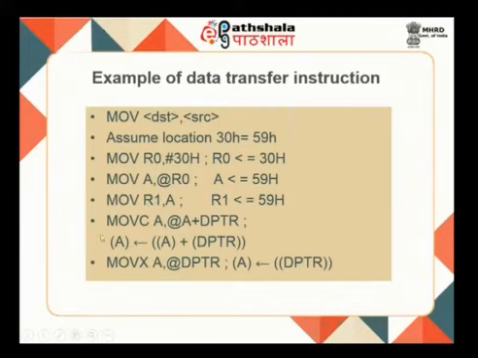Now, whatever data is available in A, which is 59H, gets moved to register R1. Now, if I am having MOVC A, @A+DPTR, whatever is the content of my A, which is 59H, gets added to what is available with your DPTR, the data pointer, that means an address from outside. Now I have to fetch the data at this particular address, which is available outside, and move it to my accumulator.